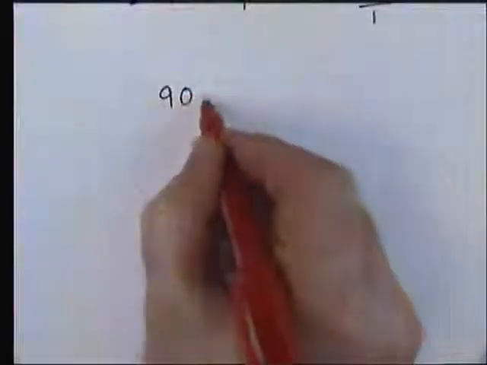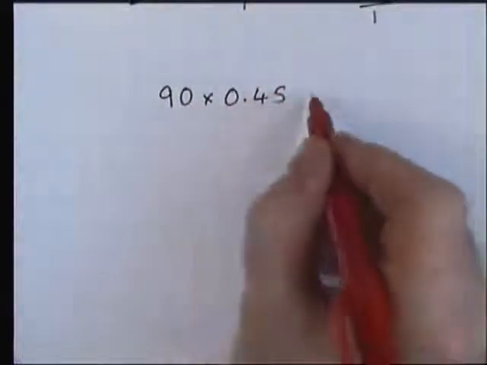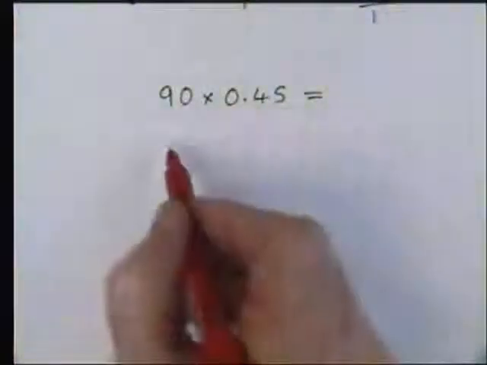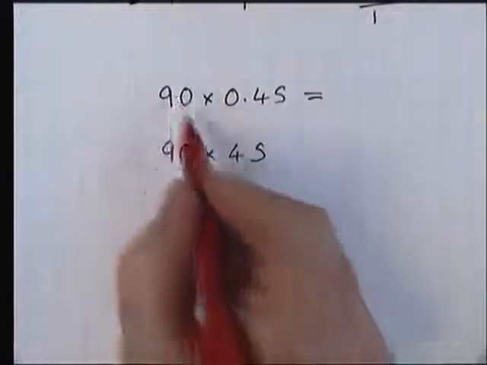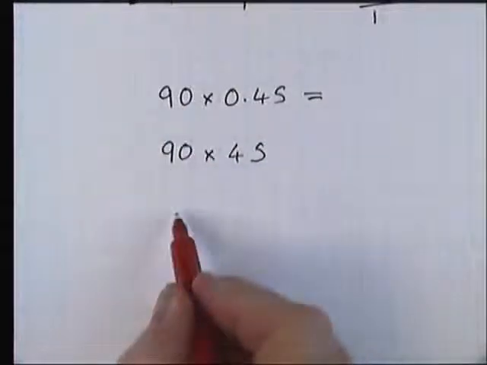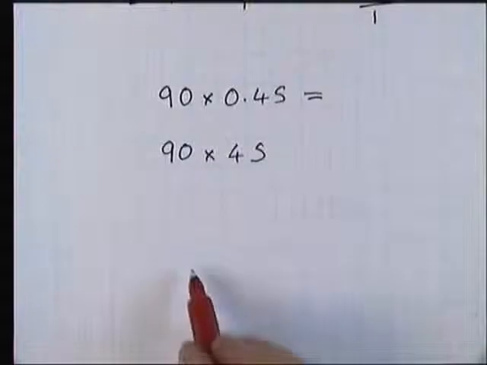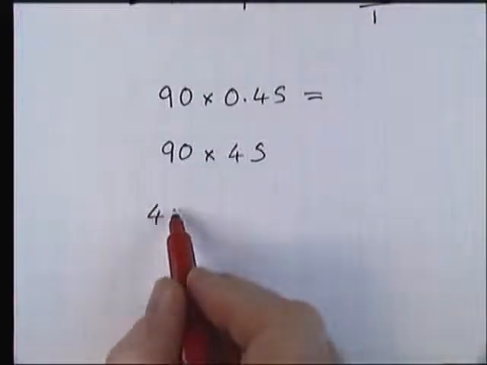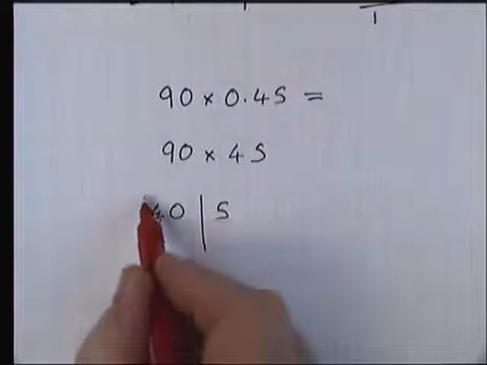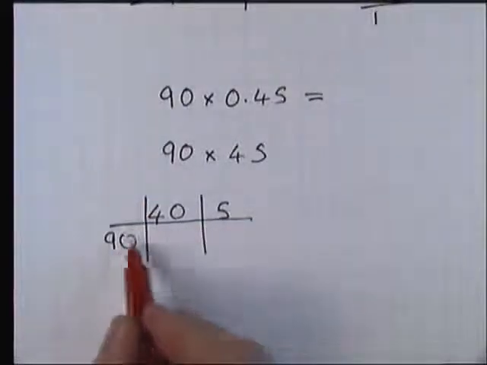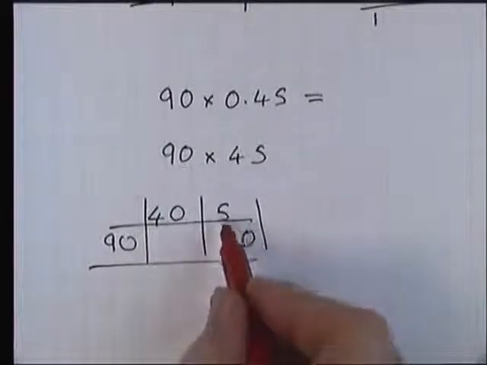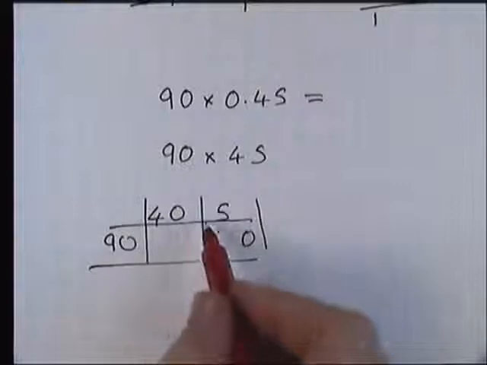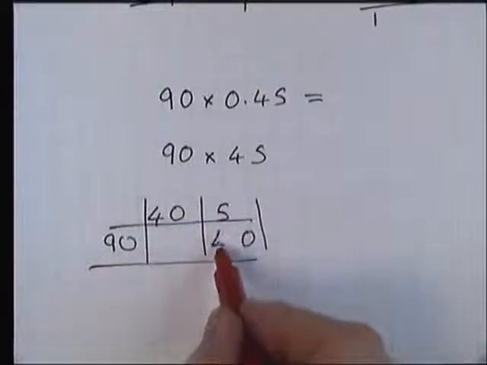Let's look at a second example, just to make sure. 90 times 0.45. So let's do the multiplication without the decimal point. Now there was no decimal point here, so it's not 9, it's 90. So the whole of the 90 we need. And then to take the decimal point out, we're left with the 45. So we've got 40 and 5 times 90. Okay, so as before, write down the zeros, then 5 times 9 is 45.